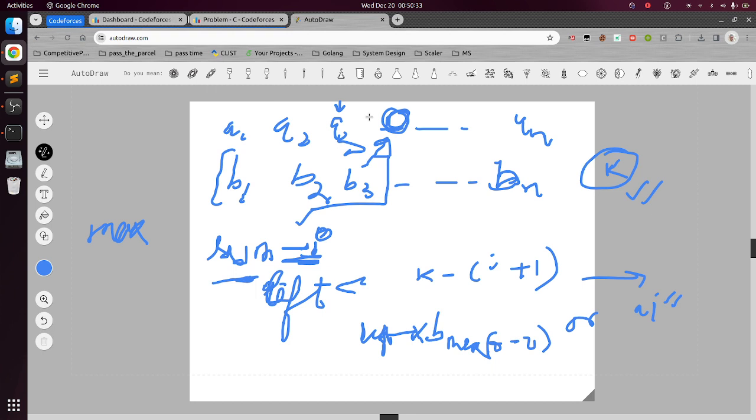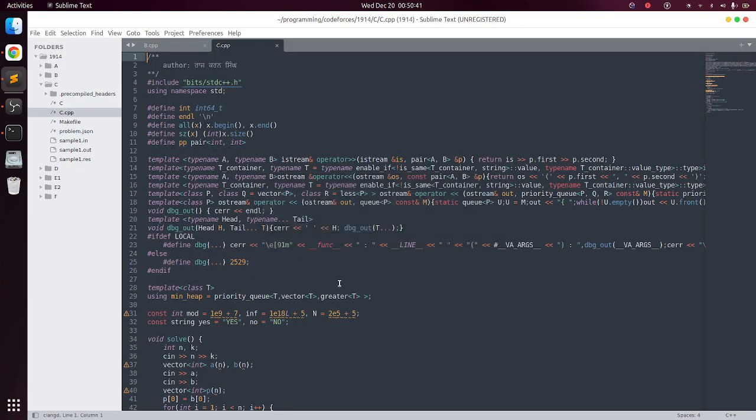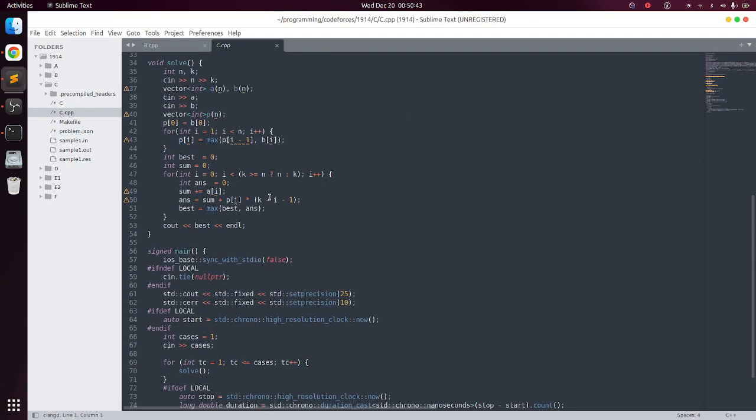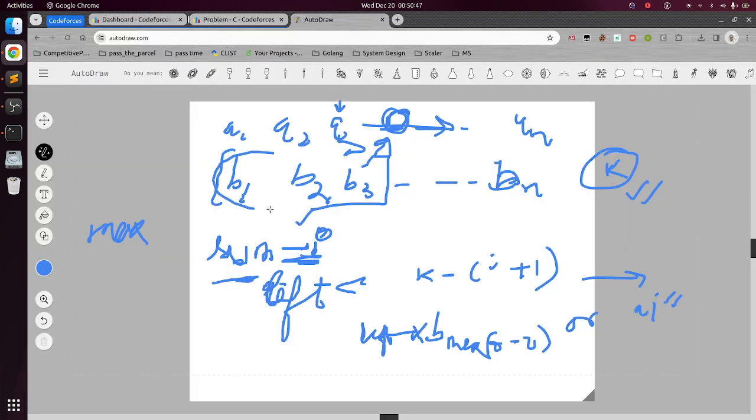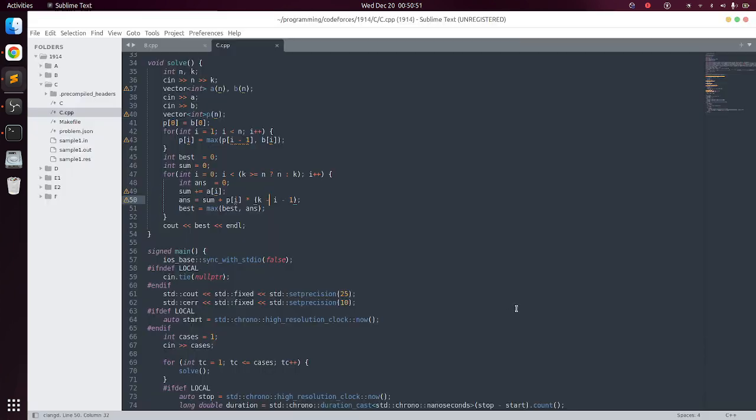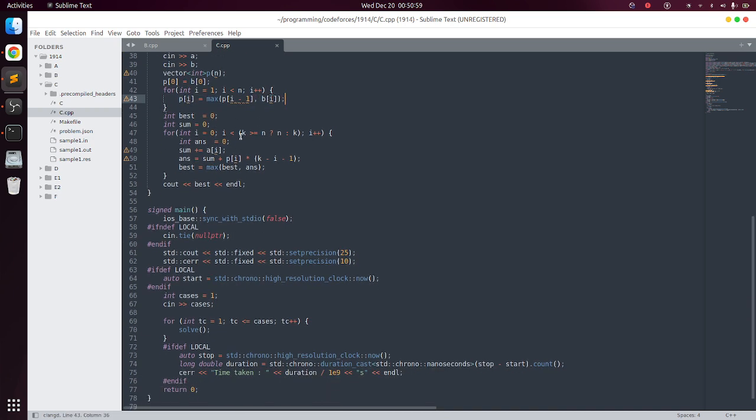Either after completing that quest you take the maximum and complete the whole journey of your k quests, or you just keep on moving to the ith quest. So this can be simulated in the code very easily. You need the maximum of b from 0 to i, which I have written here. So first this is a prefix max thing, and you take this prefix max of all the b of i's.